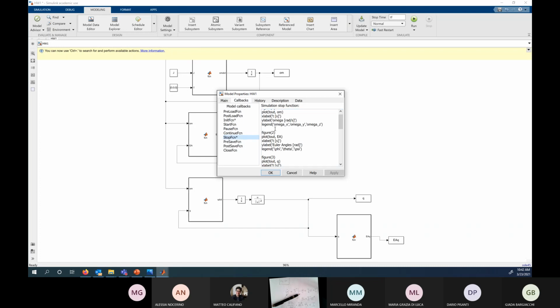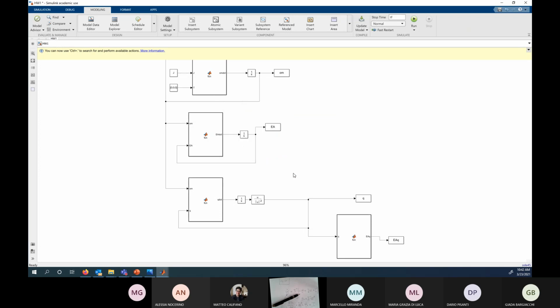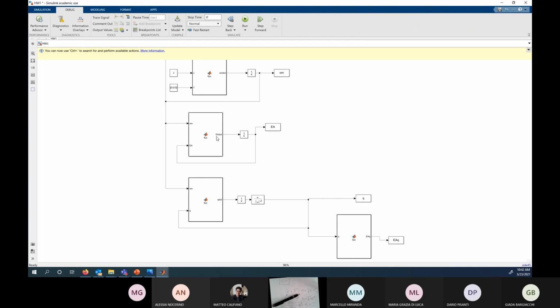And then I have also a stop function that, in this case, I'm not calling a MATLAB file. It's just plotting in 3 figures a bunch of values here. So you could copy these and put them into another M file and call that file. I just typed everything here for some reason. It's just another way to run something at the end of the simulation. And so, forgetting about these other blocks, if I run this, hopefully it won't crash.